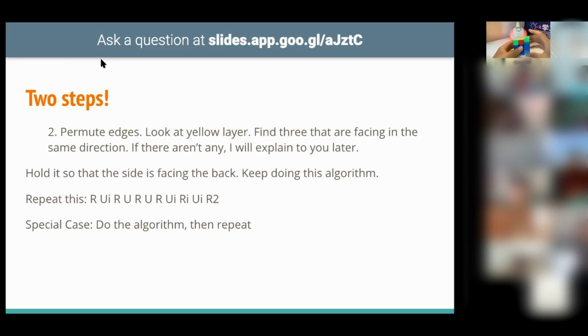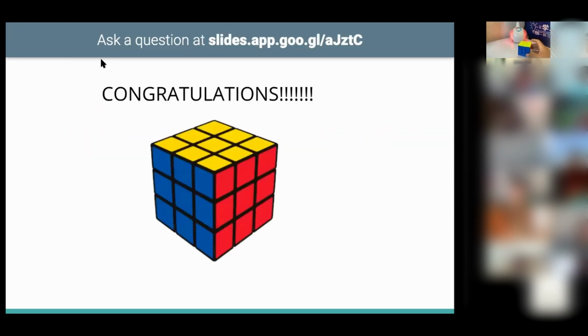You constantly repeat this algorithm. Constantly repeat it. And then in the end, all of your pieces should now be in the correct place. So congratulations, that is essentially how you solve the Rubik's Cube.